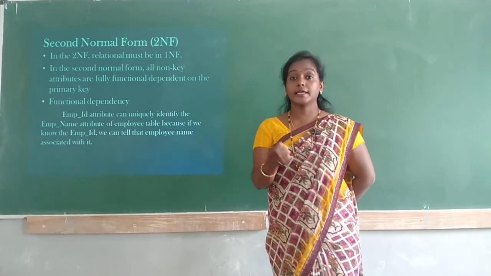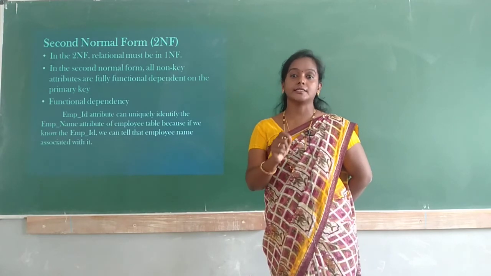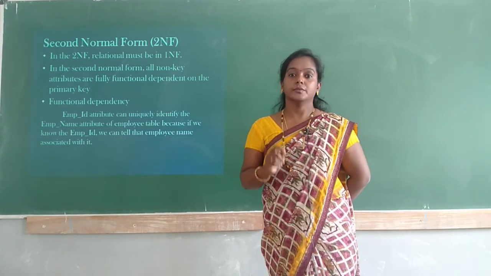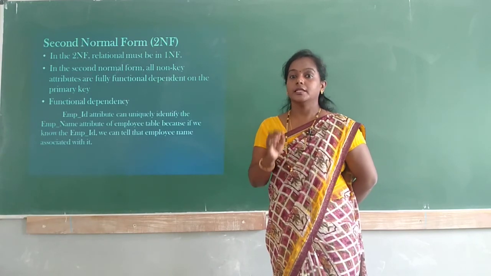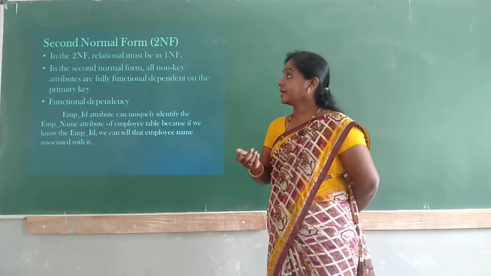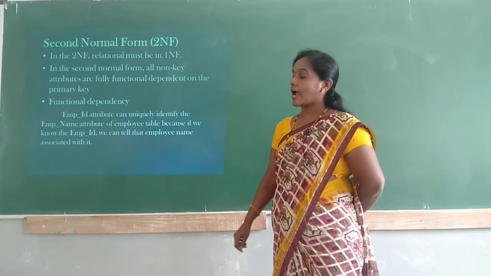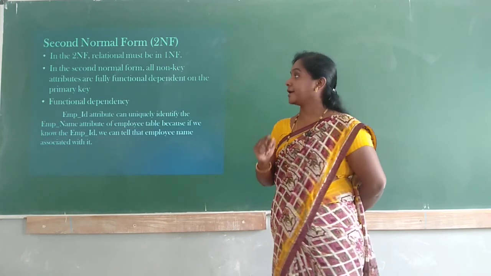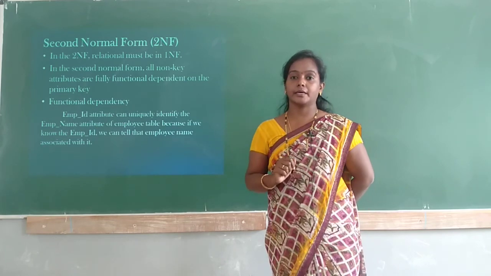form, any relation to be in a second normal form, it should first satisfy first normal form. That means atomic values must be stored in the table. It should not contain any multiple values. Second condition is all non-key attributes are fully functionally dependent on a primary key.